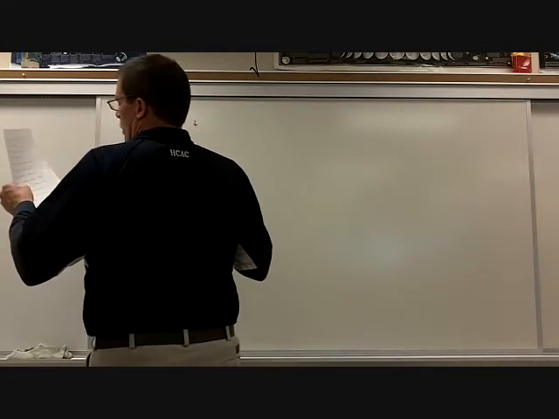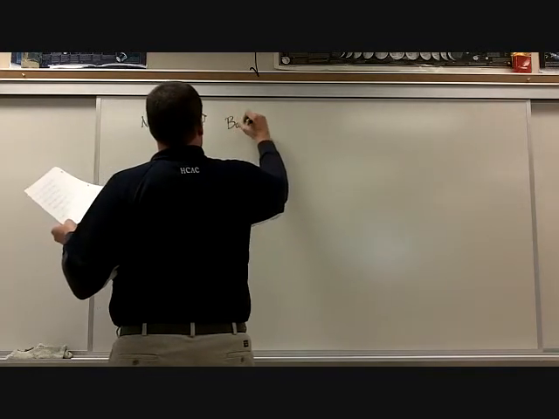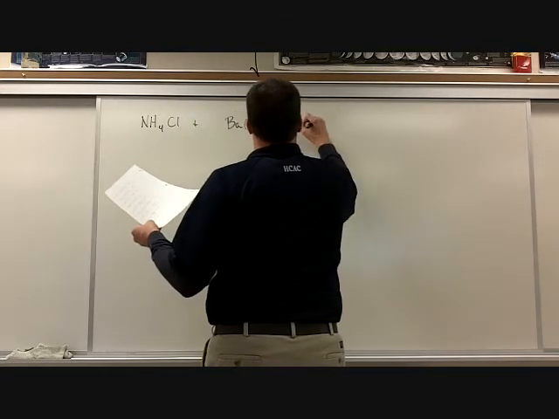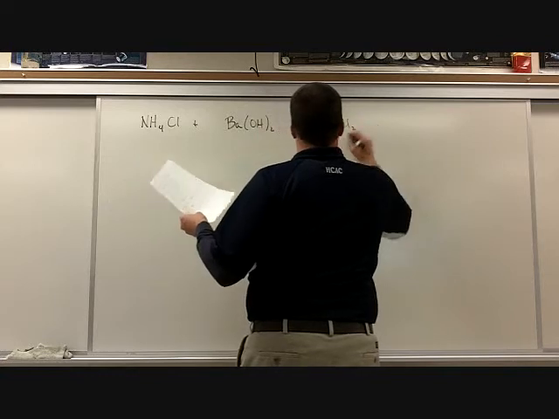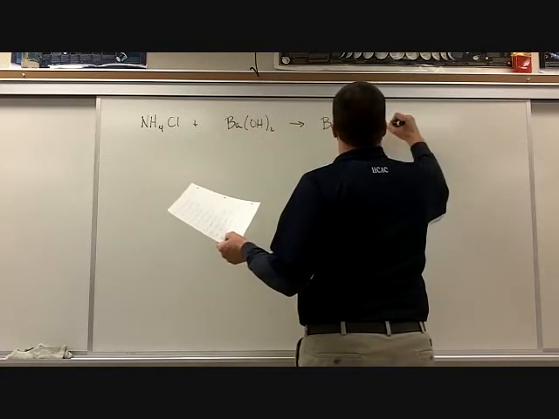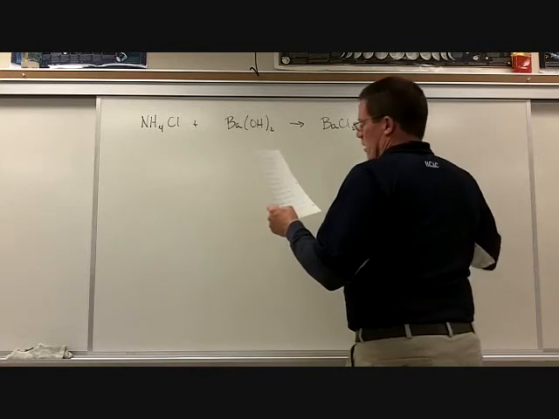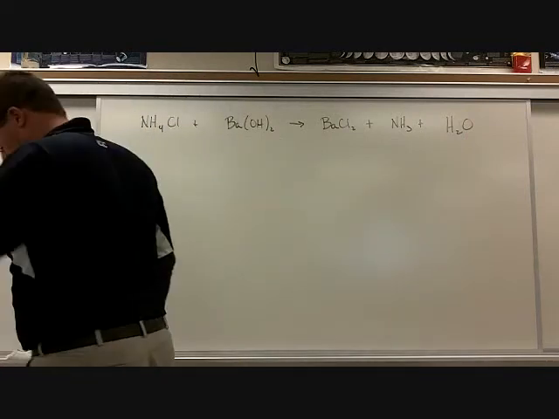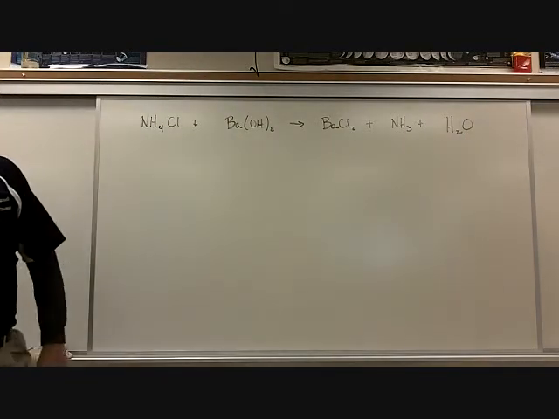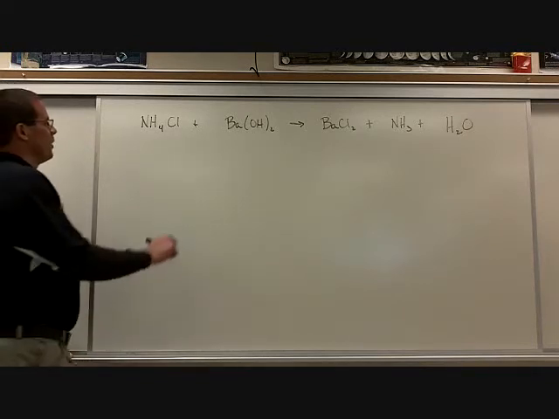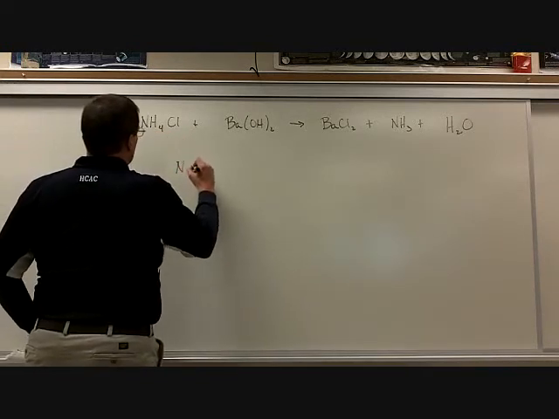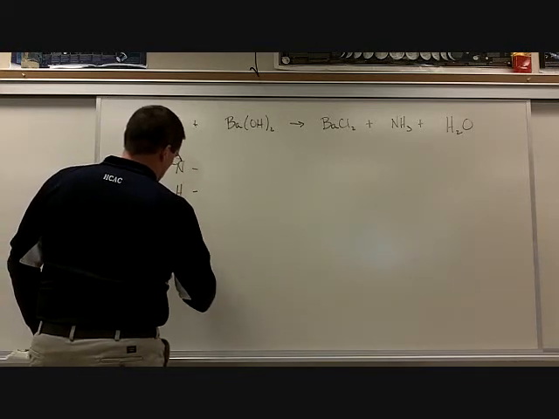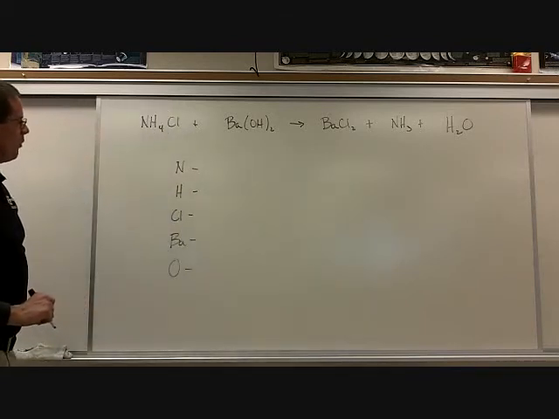NH4Cl. Was that barium hydroxide? Yields barium chloride, ammonia, and water. Alright, that's a good one. So let's write down nitrogen, hydrogen, chlorine, barium, oxygen. I think we've got a representative of each.